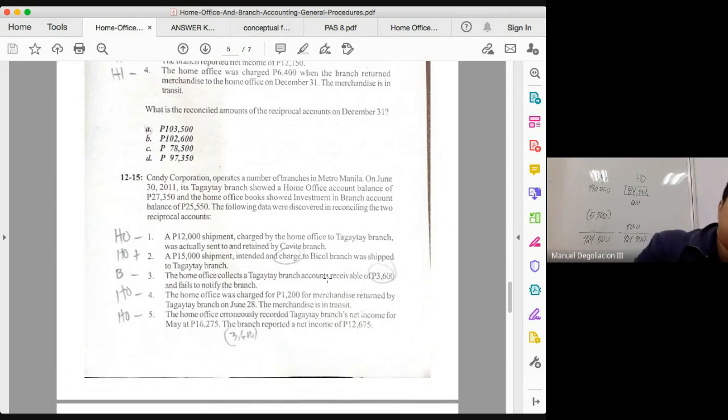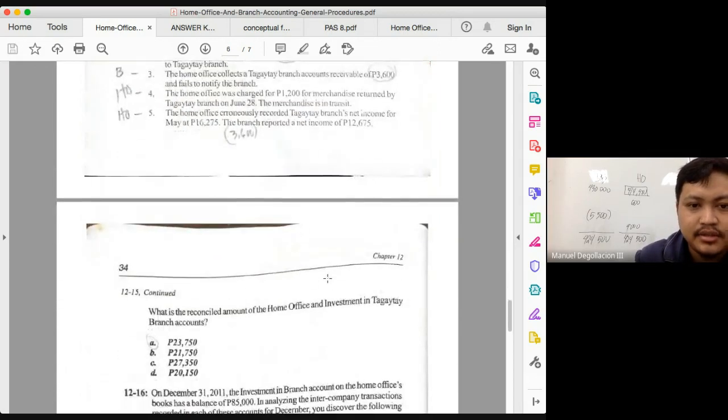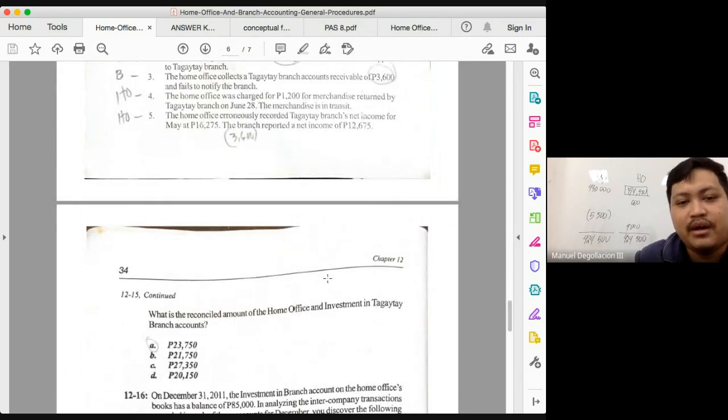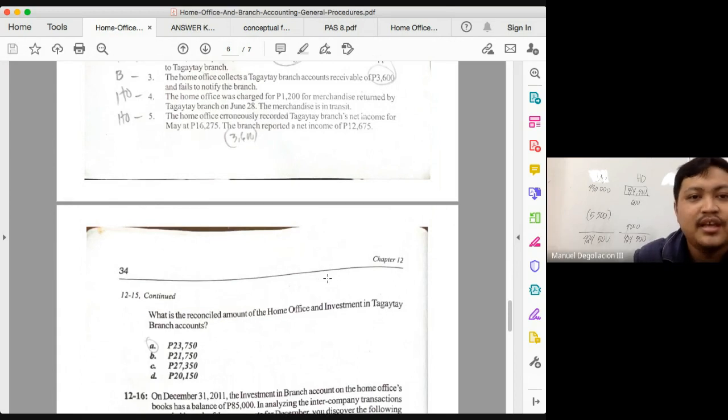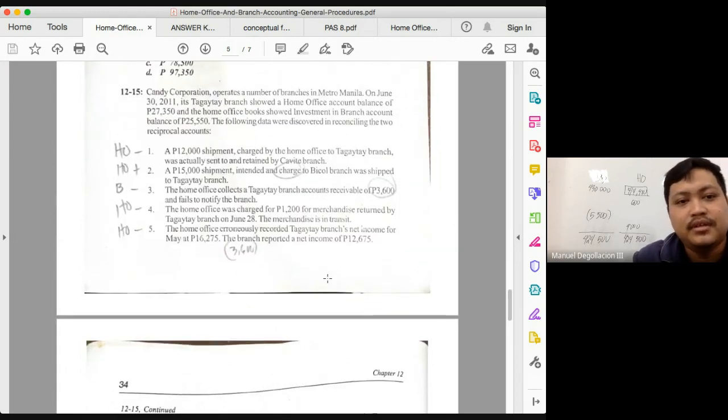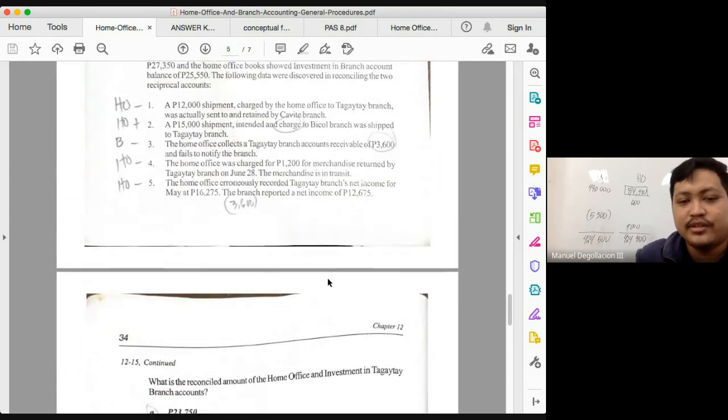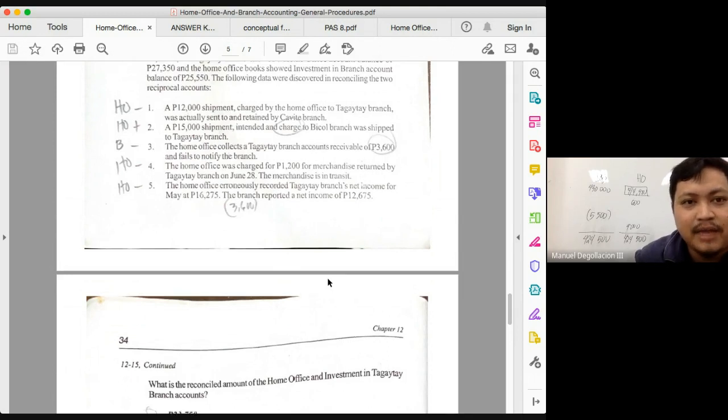So basically, we have two branches involved here, the Nova branch and the QC branch. Okay, but we are concerned with Nova branch because the question is what is the reconciled amount of the home office and investment in Nova branch? Because this problem will also come out in your exam. But of course, the question is not only the reconciled balance or the adjusted or the reconciled amount, but you will also be asked for the unadjusted balance.